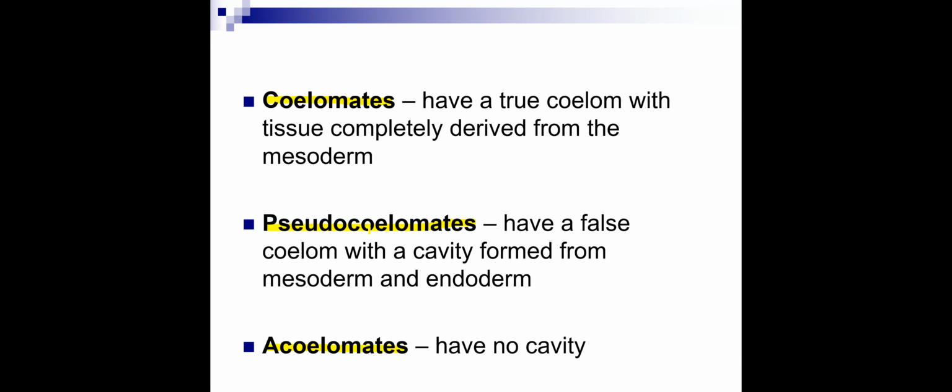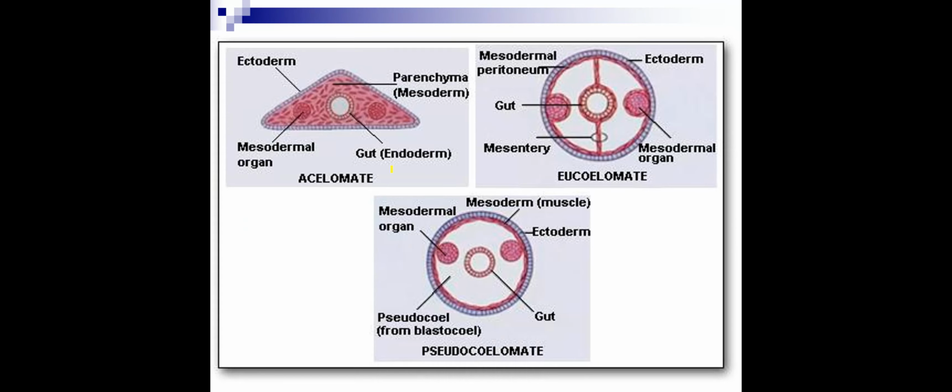Now, pseudo means false. And so they have a cavity, but it's not considered a true body cavity. The cavity itself is not completely formed from the mesoderm tissue, and I'm going to show you a picture here in a second. It's just going to be a space between the endoderm and the mesoderm. Whereas a true coelomate has a fully lined cavity that is fully surrounded by that mesoderm tissue.